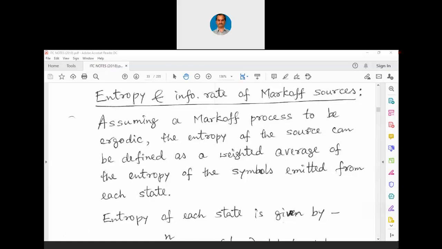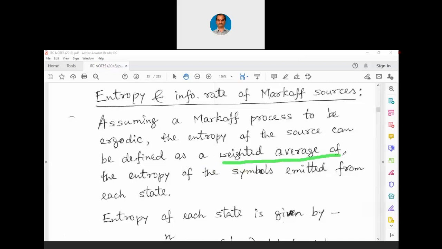Now let us say, assuming the process to be ergodic means we have to take time averages for the given emission of symbols. The entropy of the source can be defined as a weighted average of the entropy of the symbols emitted from each state. Now we have a challenge of computing the entropy for this stochastic process, right? Now let us consider it as ergodic. That means we will apply time averages for the process. How we apply time averages we will see in the next exercise. Now the entropy of the source can be defined as the weighted average of the entropy of the symbols emitted from each state.